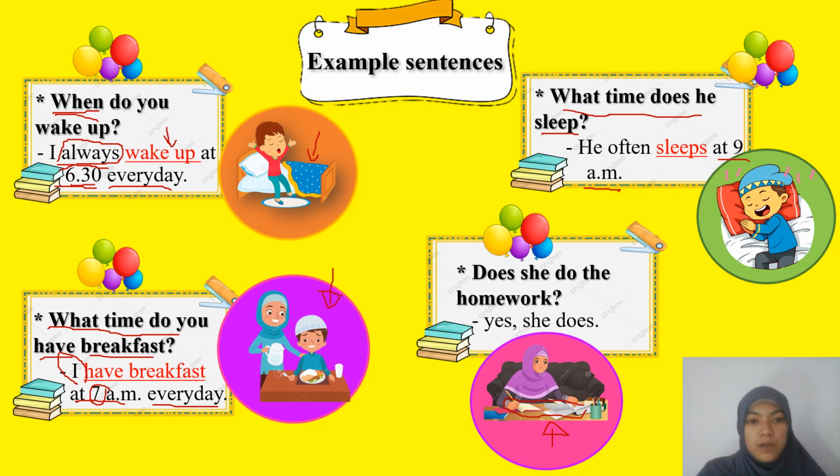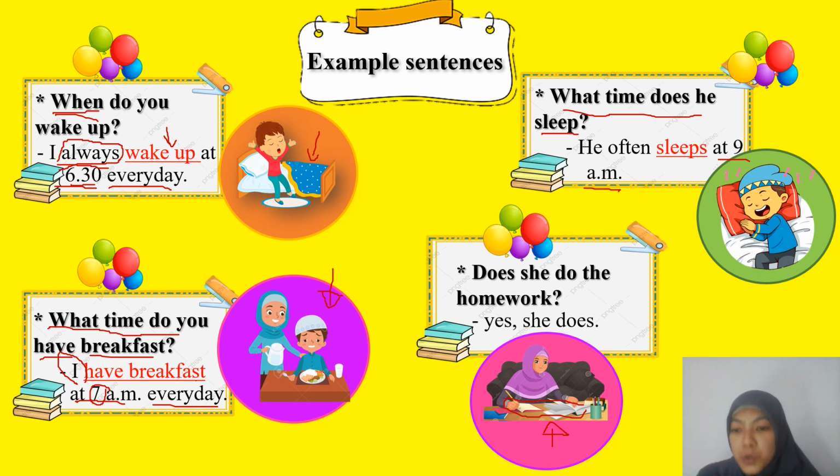Let's review again together. When do you wake up? I wake up at 6:30 every day. What time do you have breakfast? I have breakfast at 7 in the morning. You can say 7 a.m. every day. What time do you sleep? I sleep at 9 a.m.